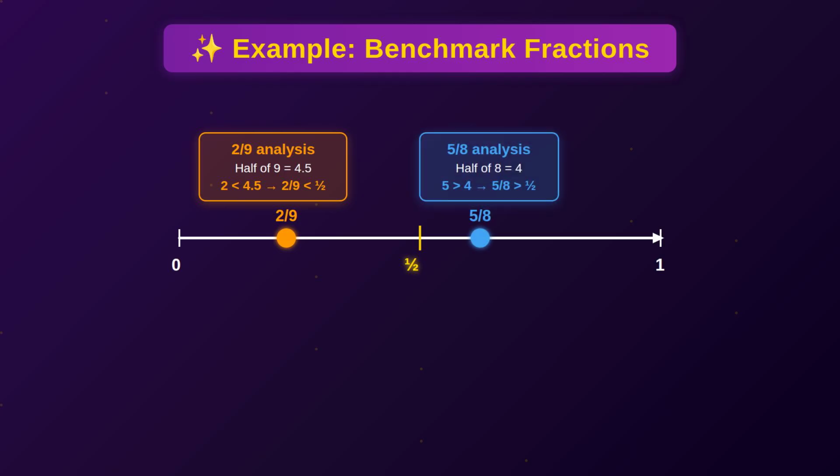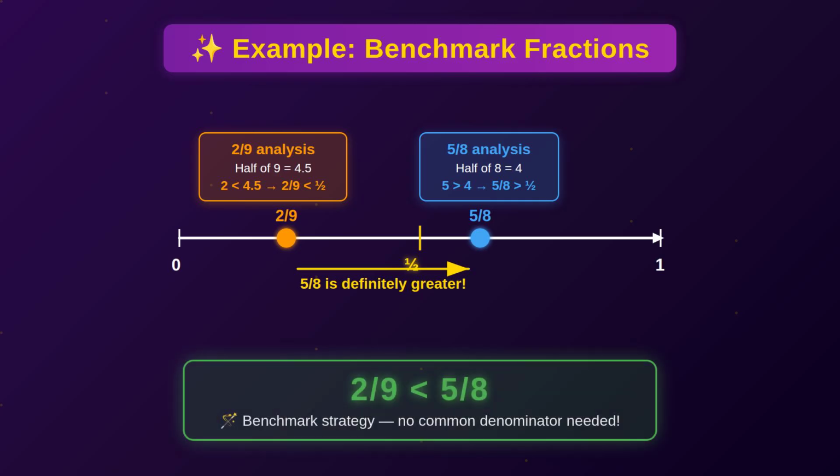Half of 9 is 4.5, and our numerator is only 2. Since 2 is less than 4.5, 2/9 is less than 1/2. Now check 5/8. Half of 8 is 4, and our numerator is 5. Since 5 is greater than 4, 5/8 is greater than 1/2.